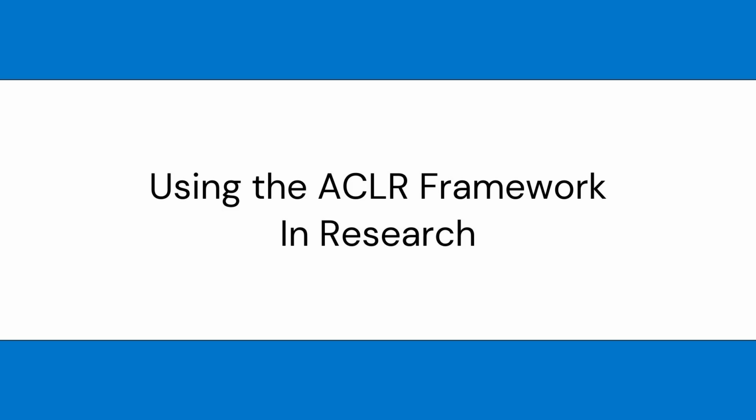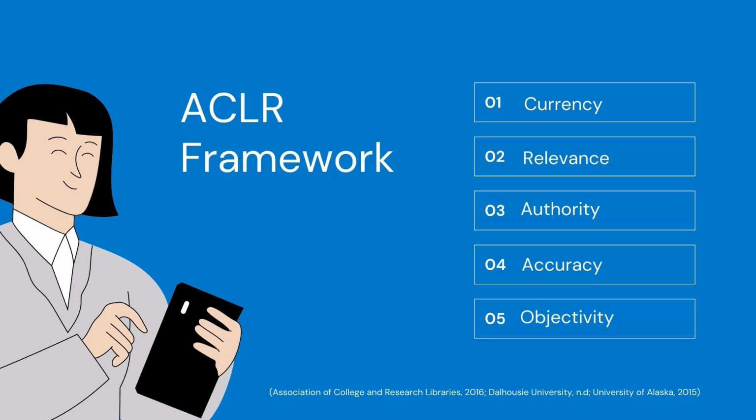Using the ACRL Framework in research. The ACRL Framework is created by the American Library Association. It helps to assist with the research process by asking investigative questions and scrutinizing the quality and value of online sources. It consists of the following steps: currency, relevance, authority, accuracy, and objectivity.